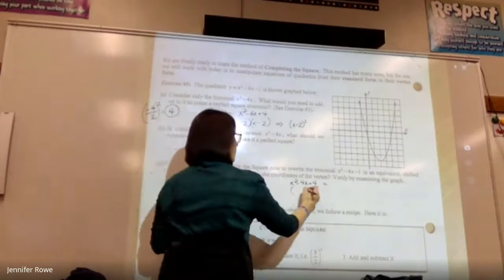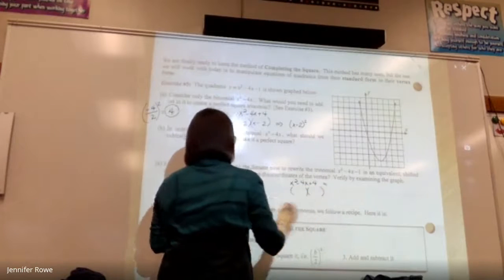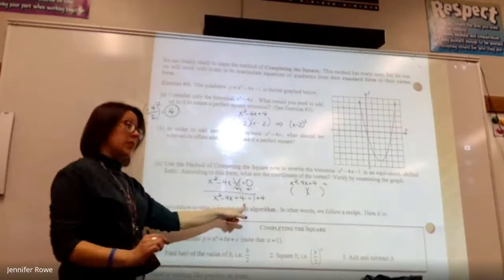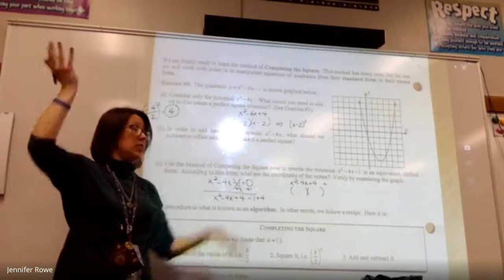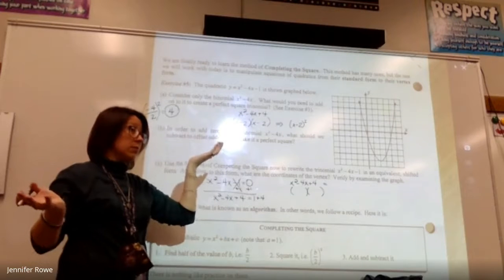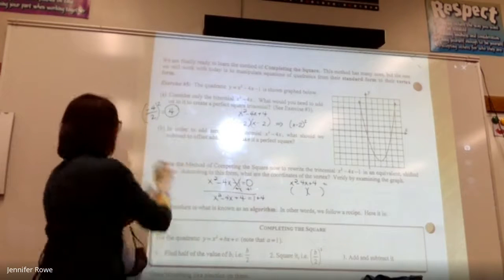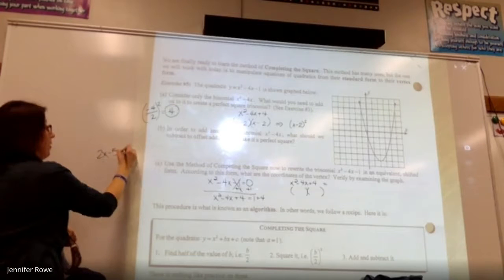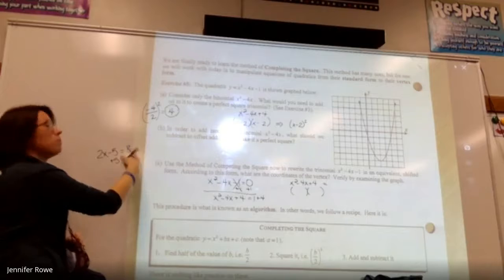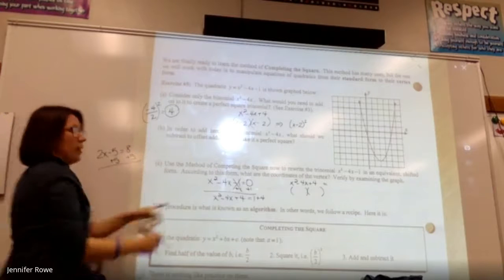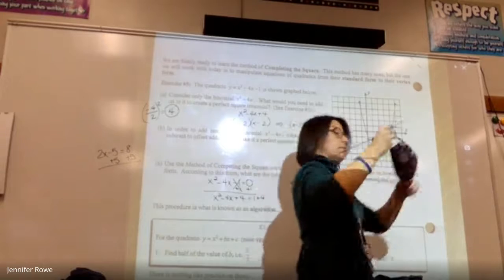How does four get to the other side? Because if I do something to one side of an equation, I have to do the exact same thing to the other side, or that equal sign isn't balanced anymore. You know how if you have 2x minus 5 equals 8 and you add 5 over here, you've got to do it here too? Okay. You guys unfoil that real quick.